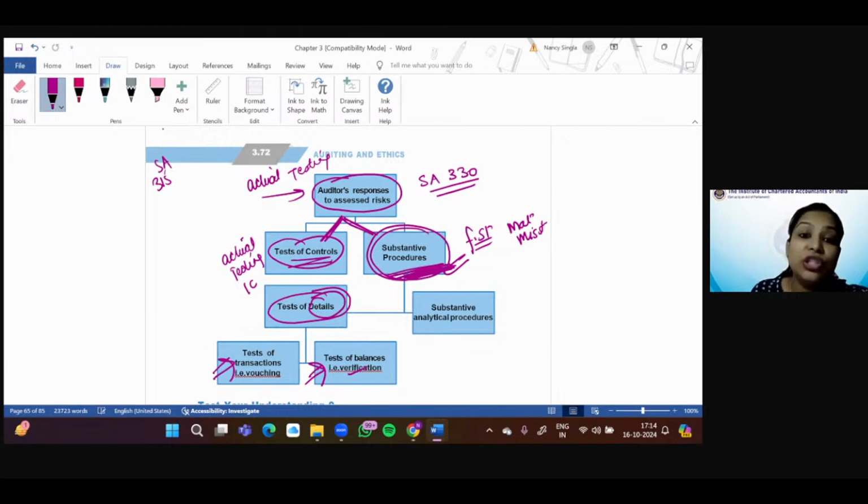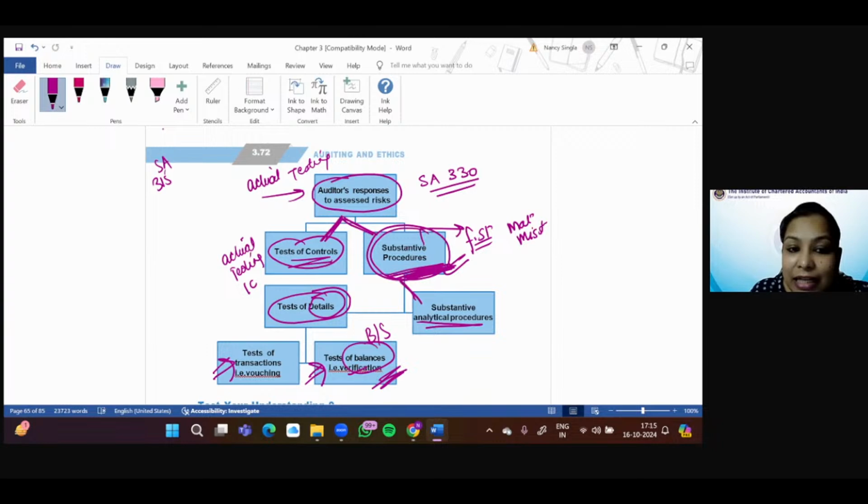That is, he's vouching each and every voucher. Verification is what? It is with respect to balances, balance sheet items. So he's testing, let's say, a building of 10 crores is coming. So he's testing that amount in detail. So as a part of checking of the financial statement, whatever procedures he performs are what? Substantive procedures. Substantive procedures can further be test of details, as the name suggests, checking in detail, or it will be what?